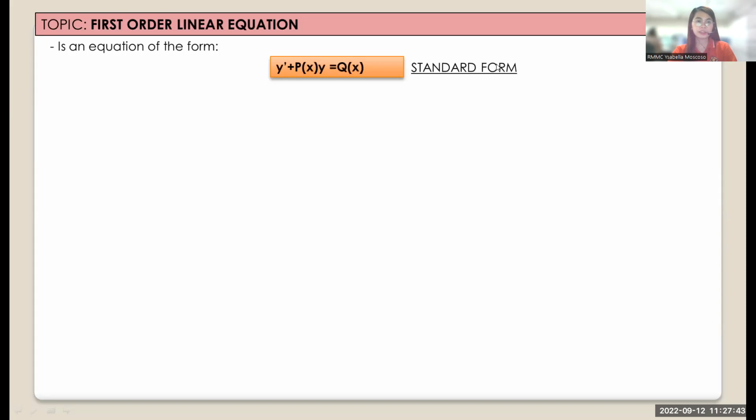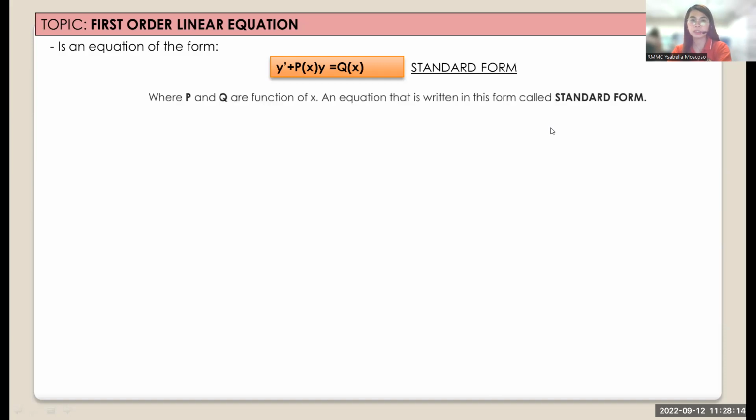Okay, so a first order linear differential equation is an equation in the form y prime plus p of x y is equal to q of x, which is the basis to become the standard form for your first order linear differential equation. In order for us to get the general solution of a specific equation, for the process that we will use, always remember that we need to satisfy this standard form.